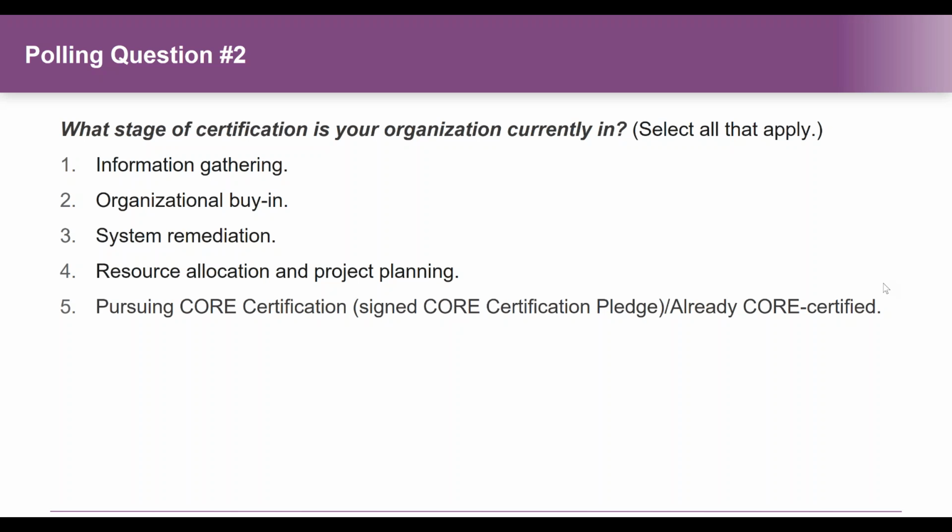So polling question number 2. The question is, what stage of certification is your organization currently in? And it is also a select all that apply poll. Option 1 is information gathering. Option 2, organizational buy-in. Option 3, system remediation. Option 4, resource allocation and project planning. And then the 5th option, please click on that if you're either in the process of pursuing certification, which means that you've signed the pledge and you're in the process, or you're already CORE certified.